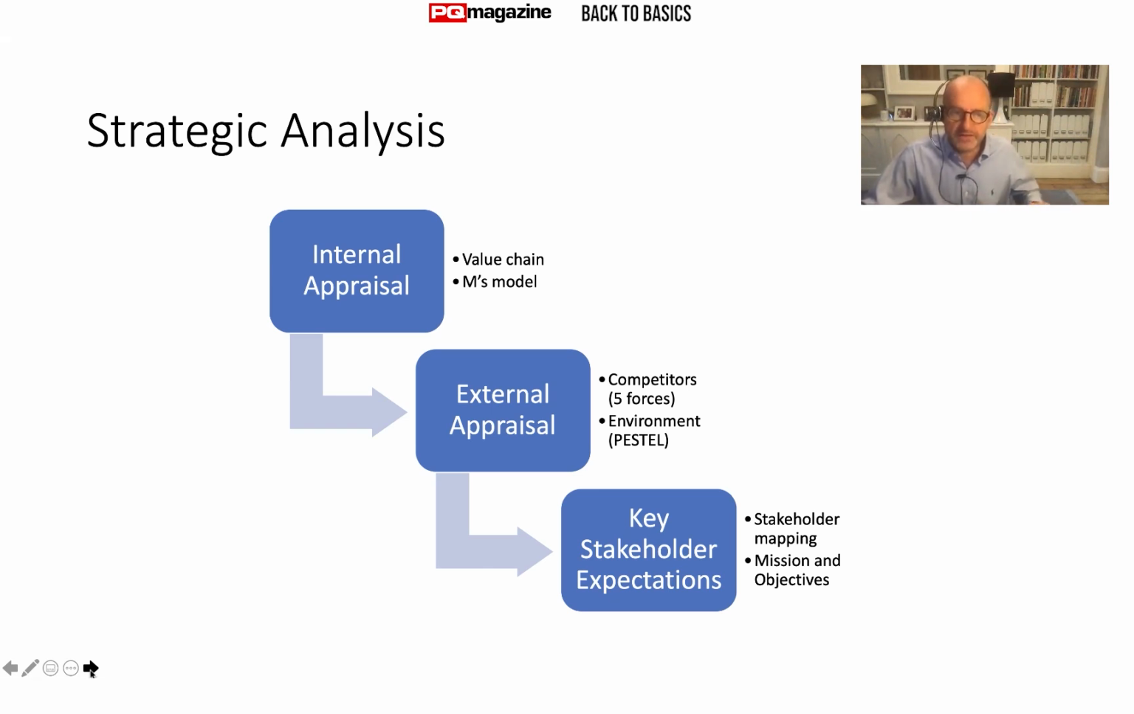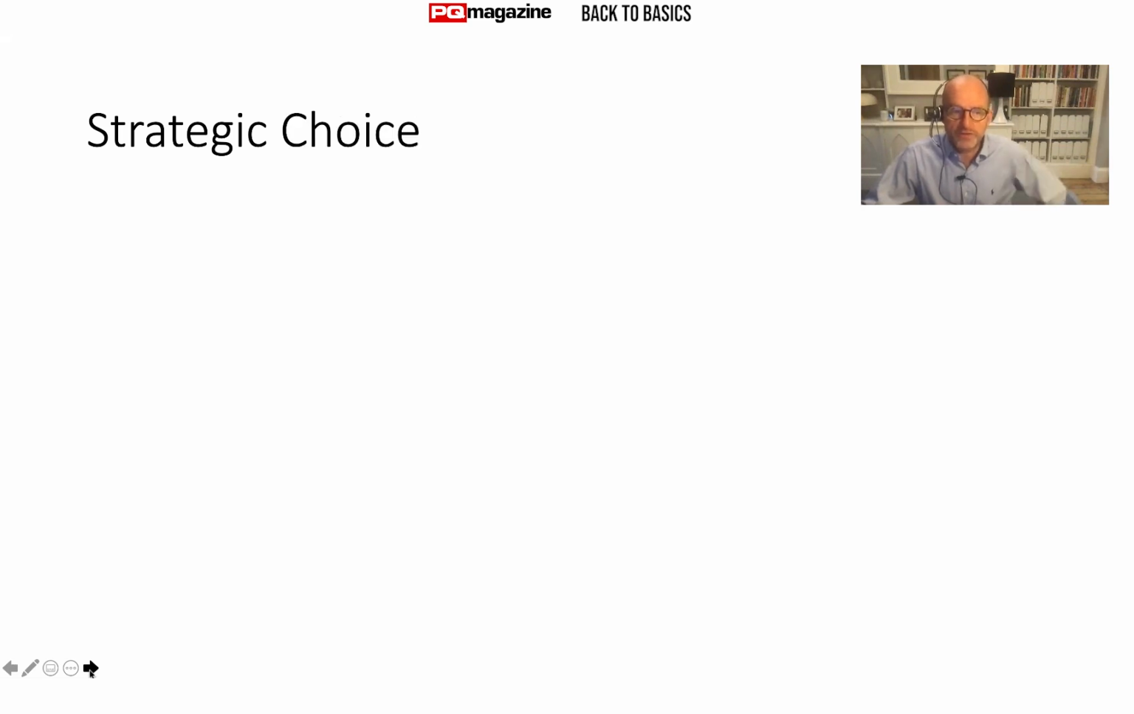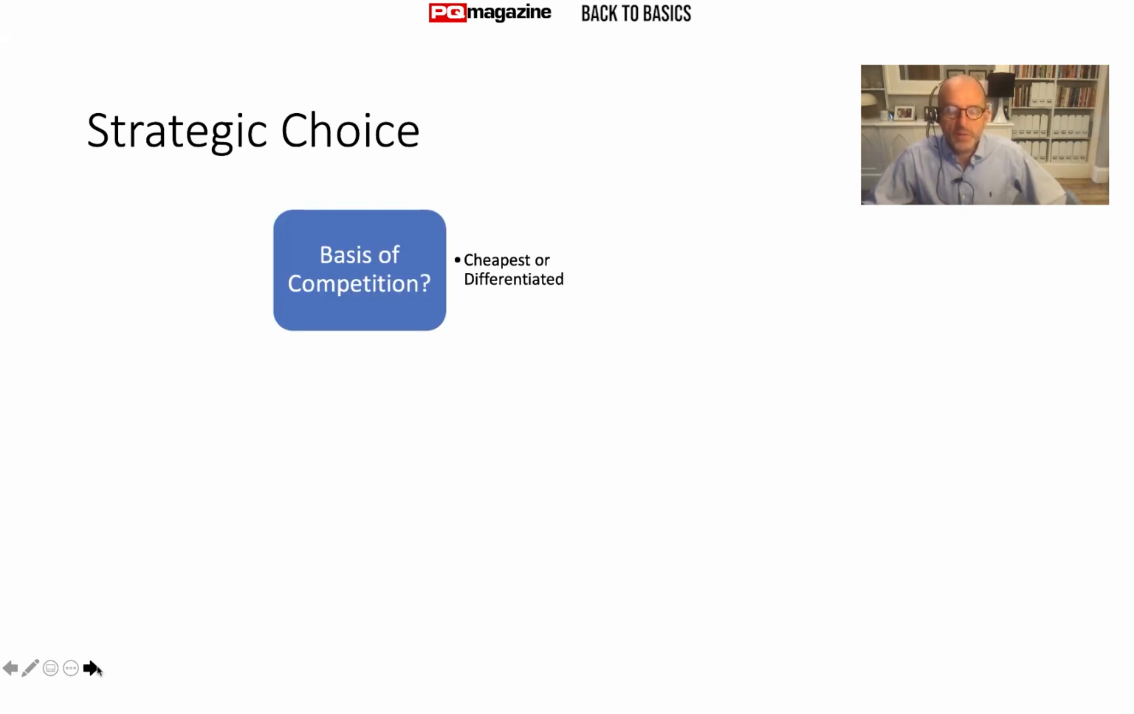So if the question is not about analysis, it's falling into the area of choice. If we're looking at strategic choice, we first of all need to look at the basis on which we're competing. Are we competing by being the cheapest and therefore may be able to offer the lowest price, or are we choosing to differentiate ourselves? The models which would help structure a plan would be Porter's generic strategy, cost leadership, differentiation and focus, and Bowman's clock.